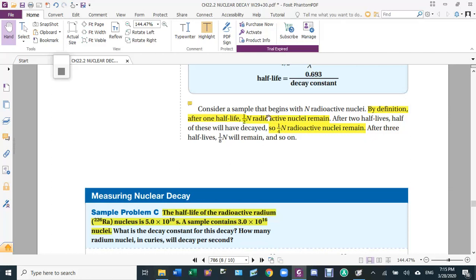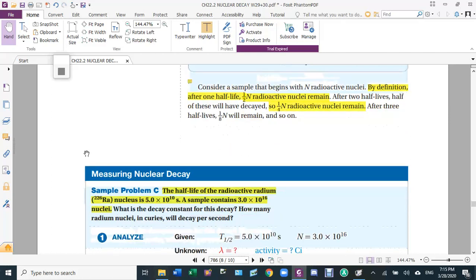Consider a sample that begins with N radioactive nuclei. By definition, after one half-life, N over 2 radioactive nuclei remain. After 2 half-lives, half of these will have decayed. So, N over 4 radioactive nuclei remain. After 3 half-lives, N over 8 will remain, and so on.